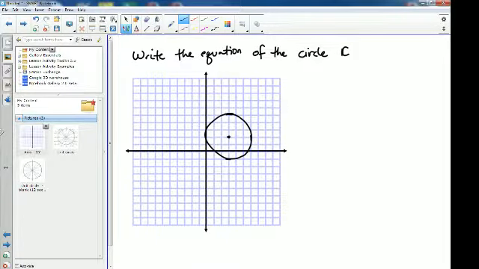Give me your best shot. So we can go either way. I can give you a circle and ask you to write the equation, or I can give you an equation and ask you to graph it, right? So either way.